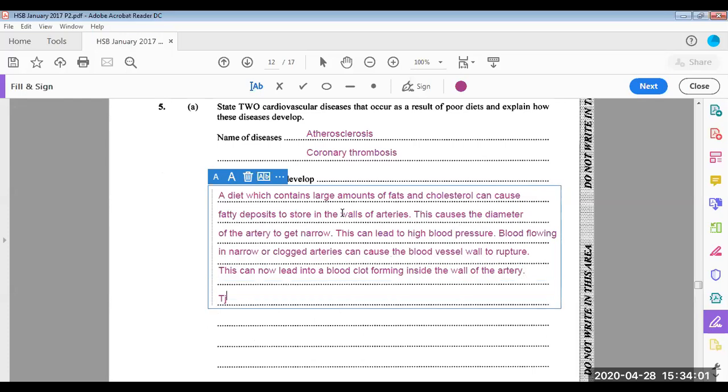This will also narrow and restrict blood from flowing freely, which can lead to heart attack. Full stop.